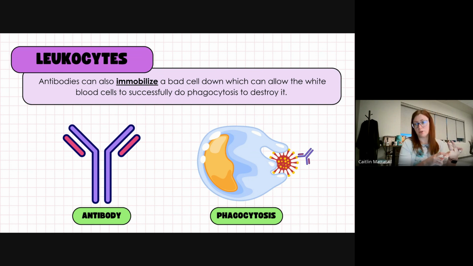But they attack your white blood cells as well, which brings your immune system down, which is why AIDS can happen, because it's acquired immunodeficiency syndrome, where your body just doesn't have an immune system anymore.